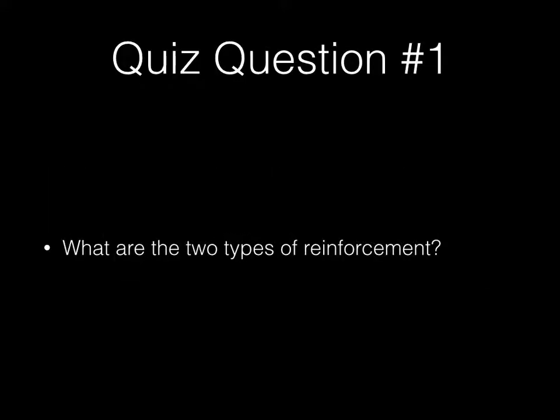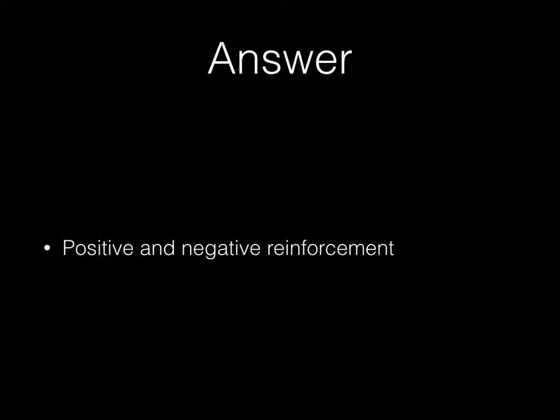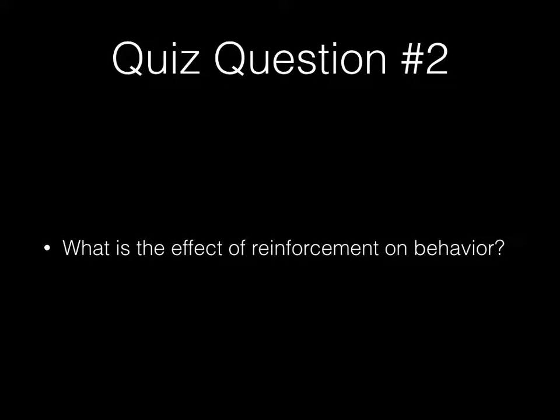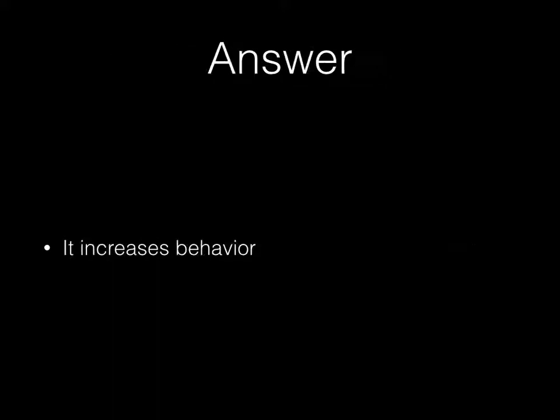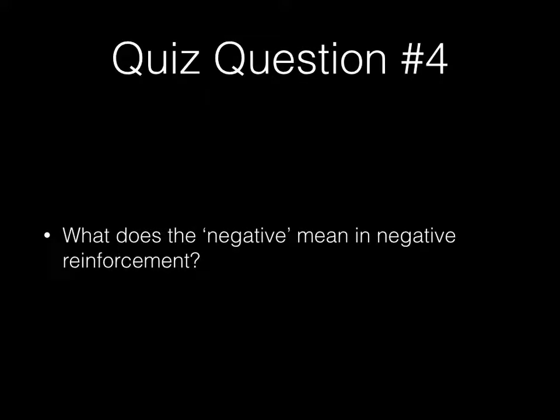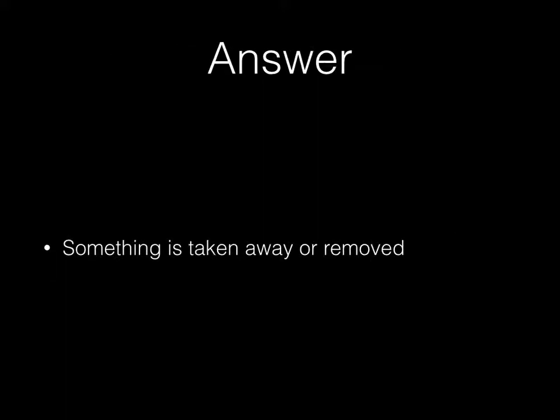So let's move on to the quiz. Quiz question number 1, and again, you can just pause the video if you want to take the quiz to see how you do, and then we'll go over the answers too. What are the two types of reinforcement? That would be positive and negative reinforcement. What is the effect of reinforcement on behavior? It increases behavior. What does the word negative mean in negative reinforcement? Something is taken away or removed.